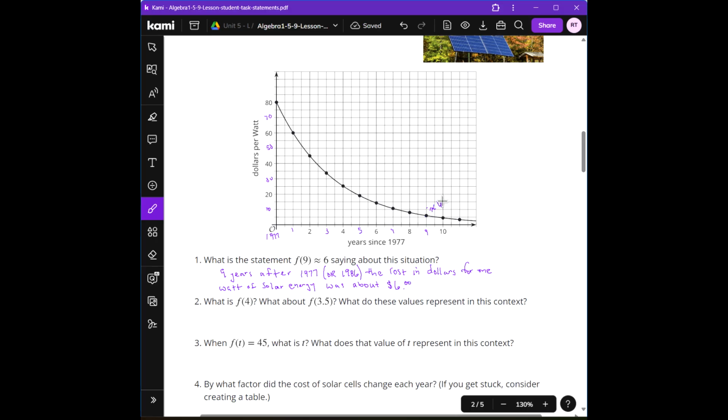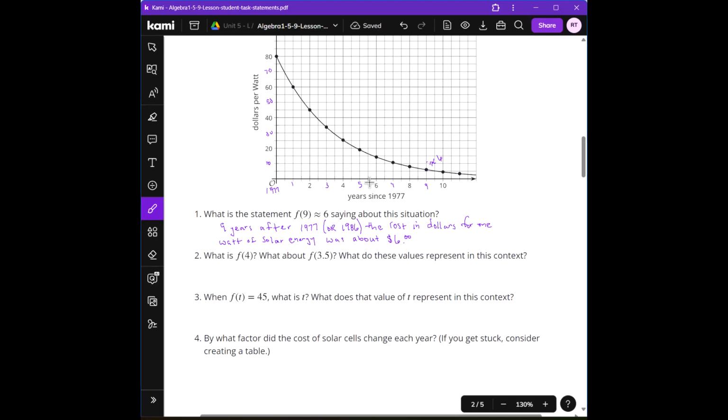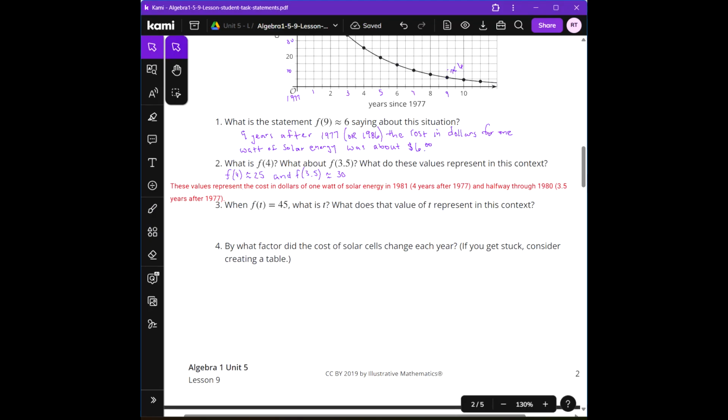And so the next ones, what about f of 4 and f of 3.5? We're going to find those pretty much the same way. So f of 4 is approximately 25 and f of 3.5 is approximately 30. These values represent the cost in dollars of 1 watt of solar energy in 1981, 4 years after 1977, and halfway through 1980, 3.5 years after 1977.